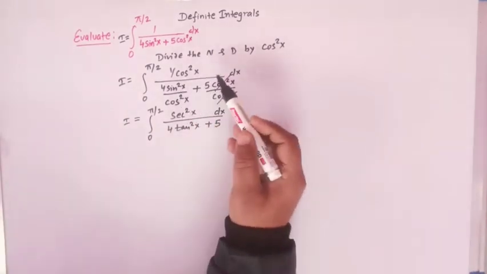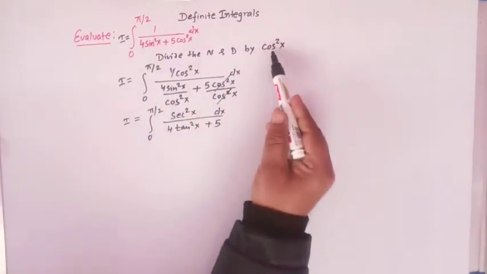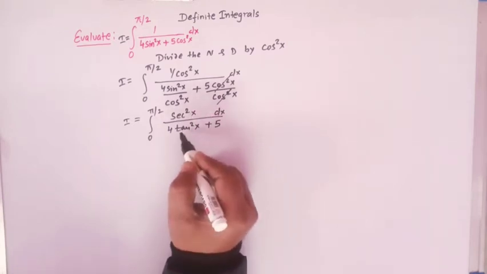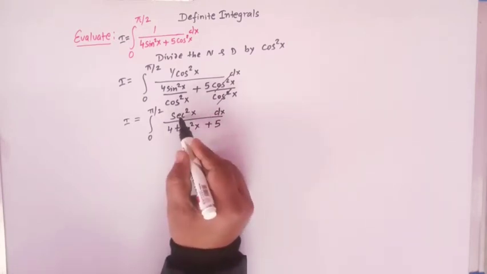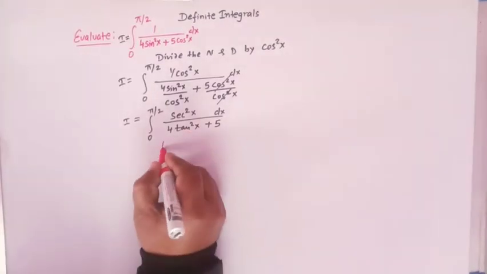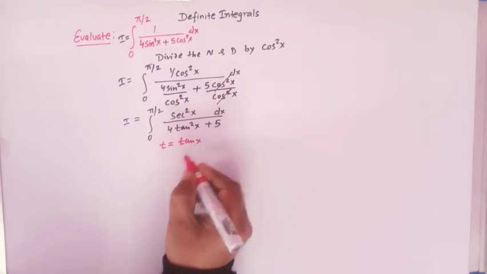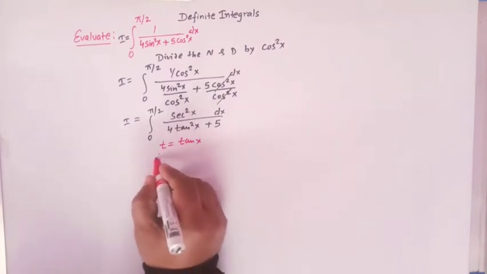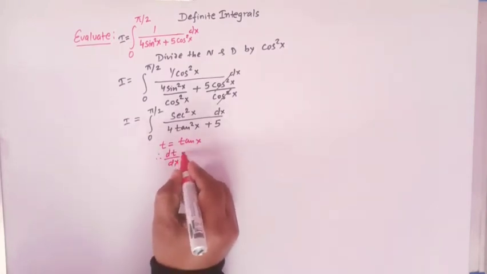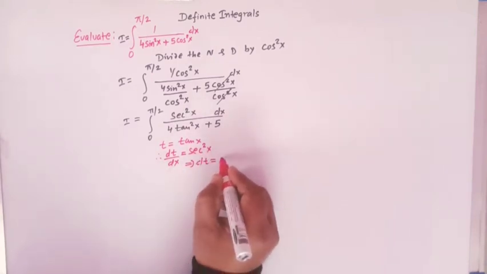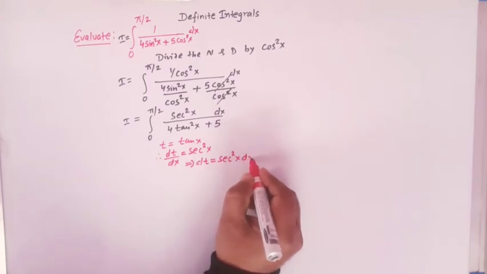So here we have divided the numerator and denominator by cos square x to get the sec square x in the numerator, because the derivative of tan x is secant square x, right? So now here we'll substitute t is equal to tan x, right? Because the derivative of tan x exists in the numerator. So therefore dt over dx is equal to secant square x. So this implies dt is equal to sec square x dx, right?